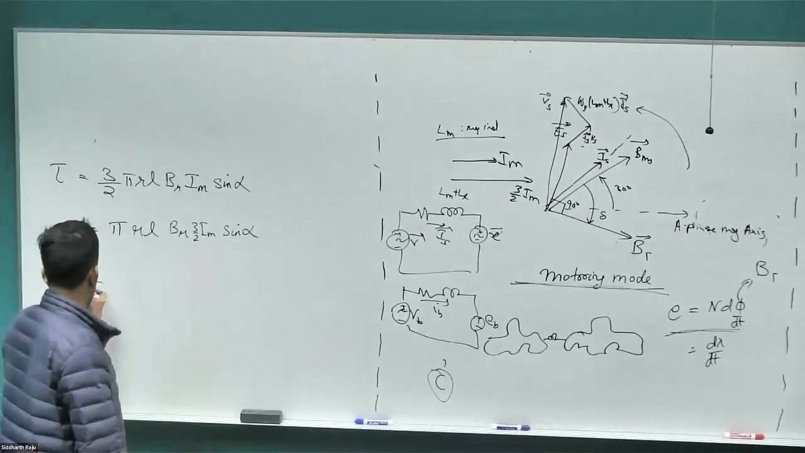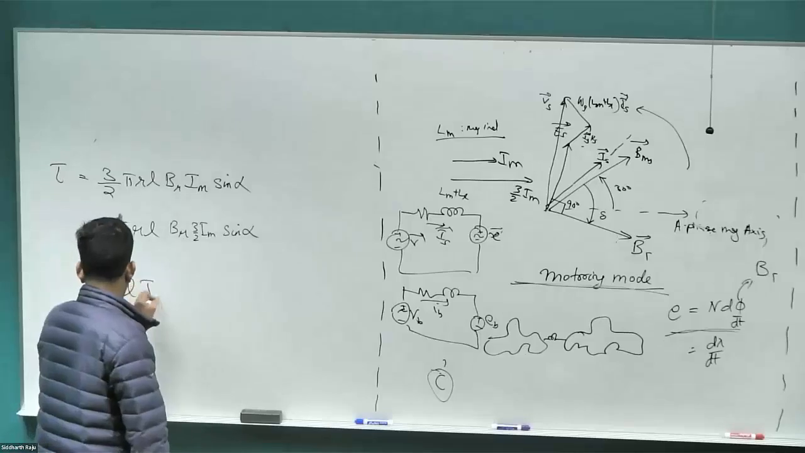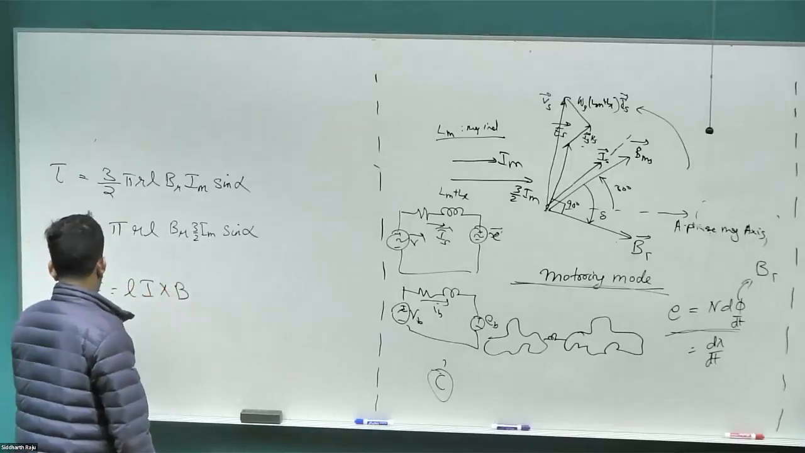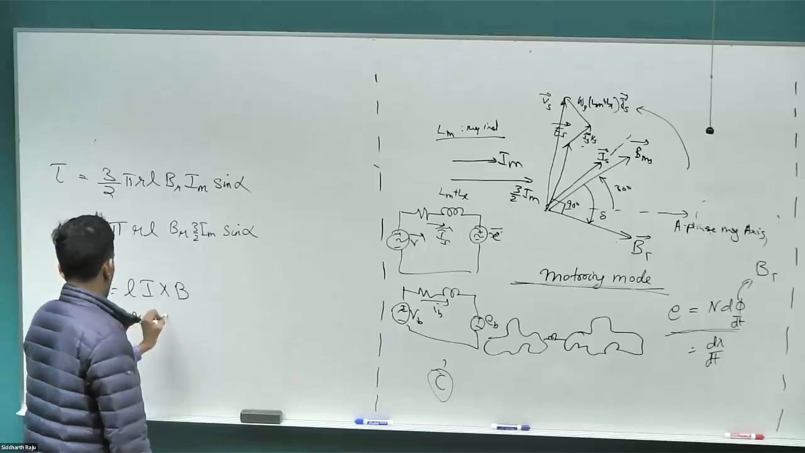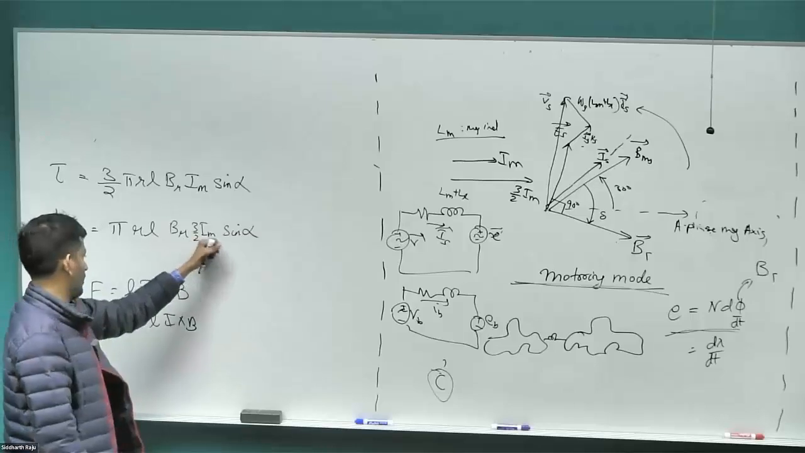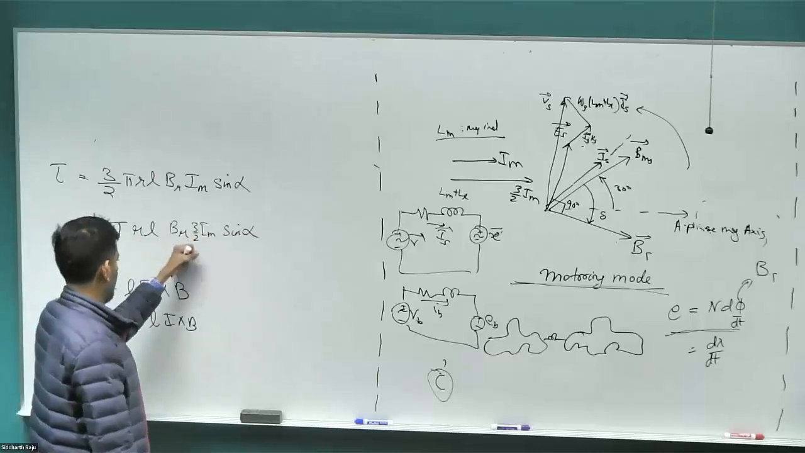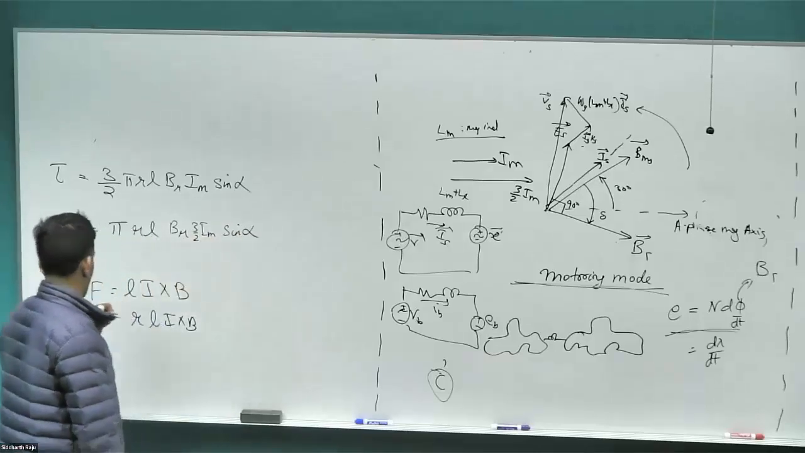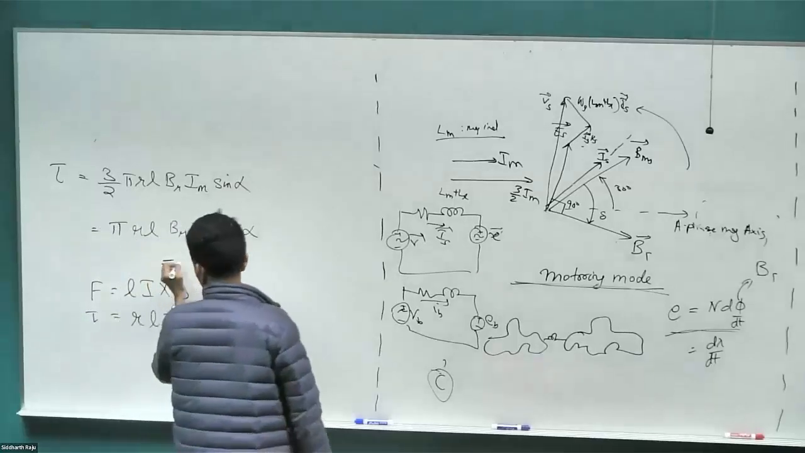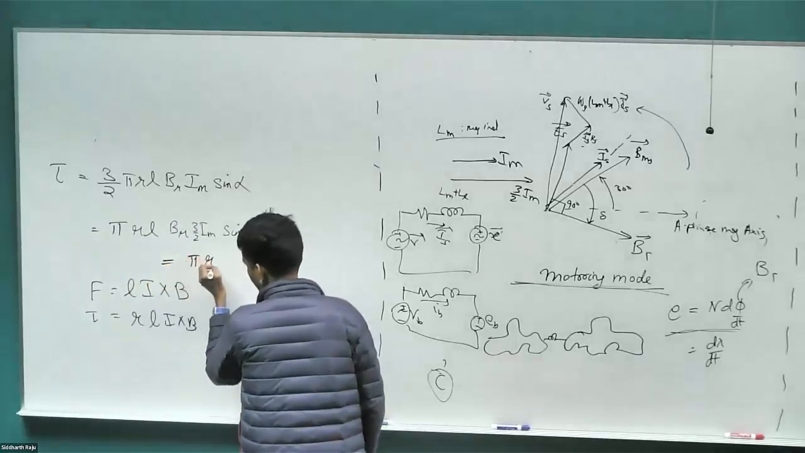So our Lorentz force equation was some nice beautiful equation L times I cross B. And then when we went to torque, that was just multiplying by the radius, R L times I cross B. But here we have a bunch of terms. We have a pi, we have this 3 by 2, we have this sine of alpha. None of that appearing in the Lorentz force equation, right? But once you convert this to space vector notation, it will become quite powerful.